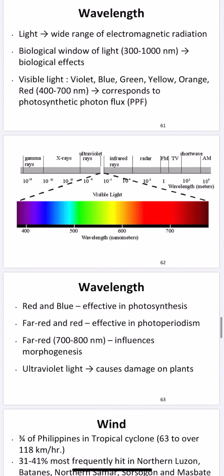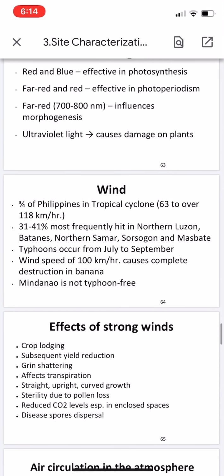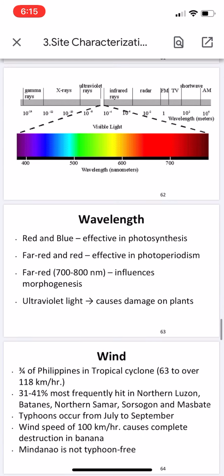So what are the effects of this visible light wavelength? The red and blue, these are definitely from the sun rays, are effective in photosynthesis. The far red and red are effective in photoperiodism, or the flowering, and the far red, 700 to 800 nanometers, influences morphogenesis. And the UV light causes damage on plants, and even humans and all living things. That's why we also use UV light for disinfection.